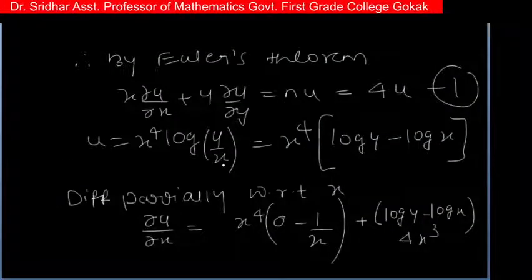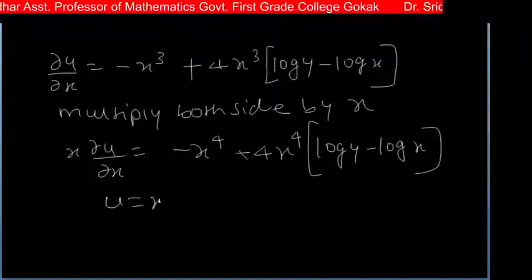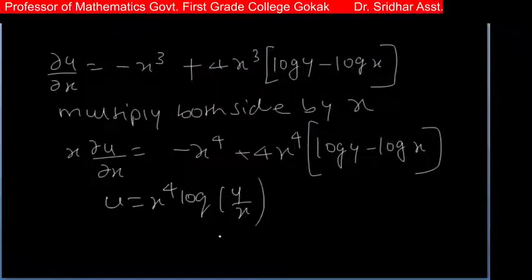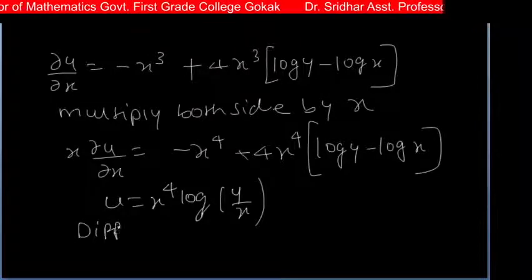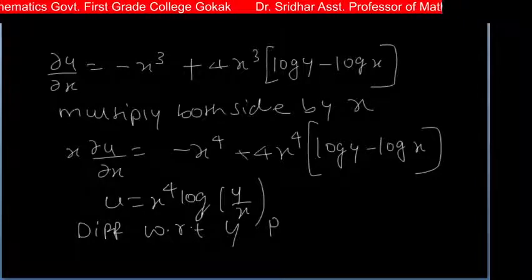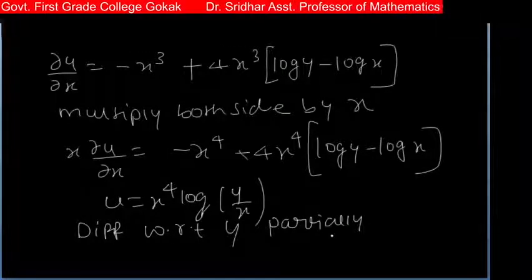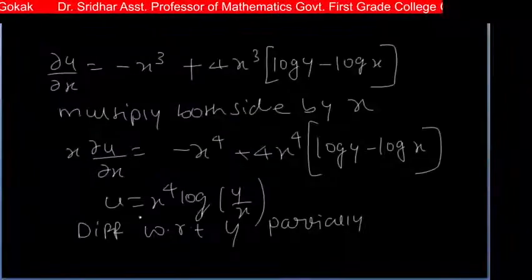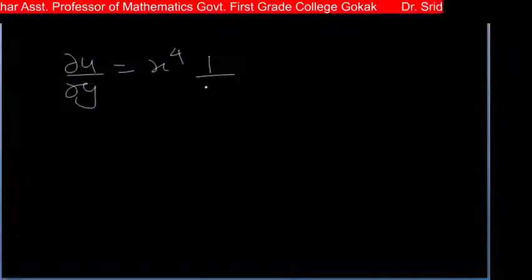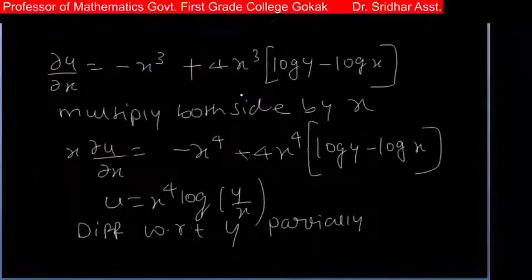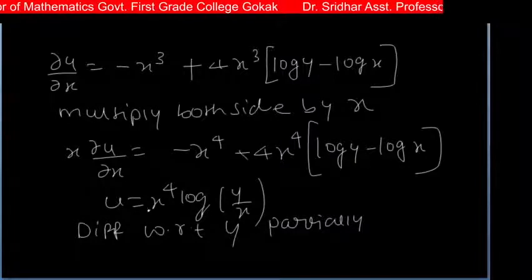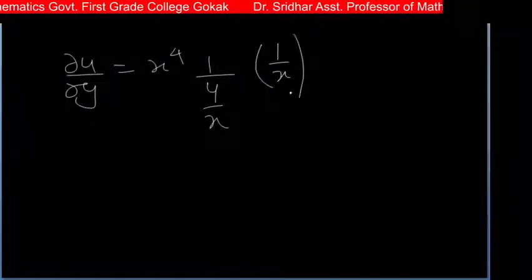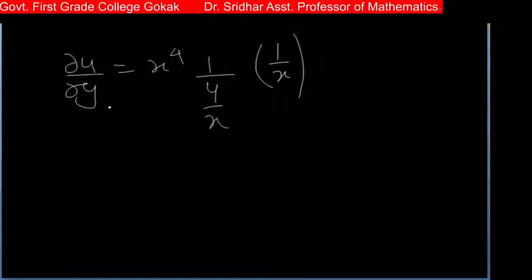Again, u is equal to x^4 log(y/x). Now differentiating partially with respect to y, which gives ∂u/∂y. Here x^4 is constant because we are differentiating with respect to y. Only differentiate the second function. The differentiation of log(y/x) is 1 divided by (y/x), into the differentiation of y/x with respect to y. It is 1/x, since the differentiation of y with respect to y is 1.